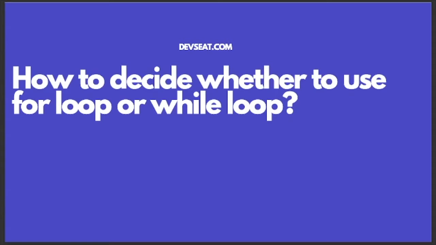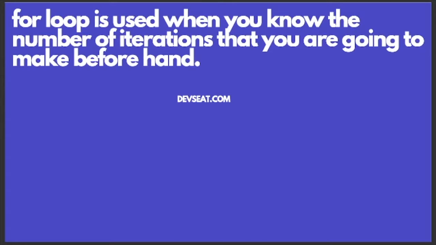So those definite loops can be iterated using for loop. Okay, if you know the number of iterations that you are going to make beforehand, go for for loop. Okay, for loop is used when you know the number of iterations that you are going to make beforehand.